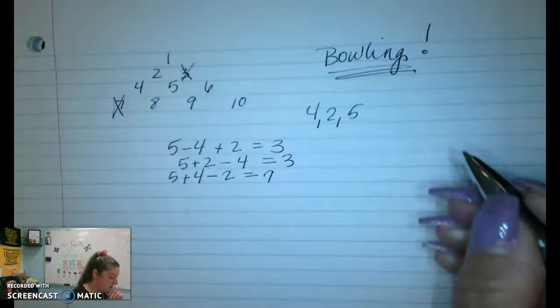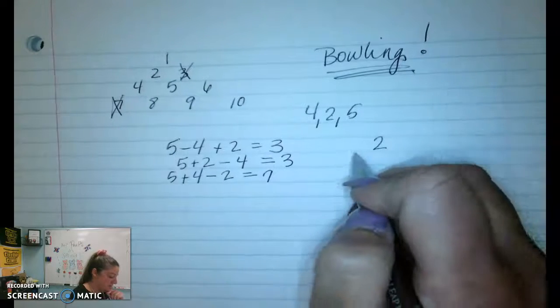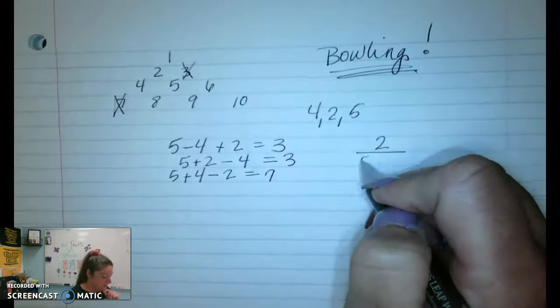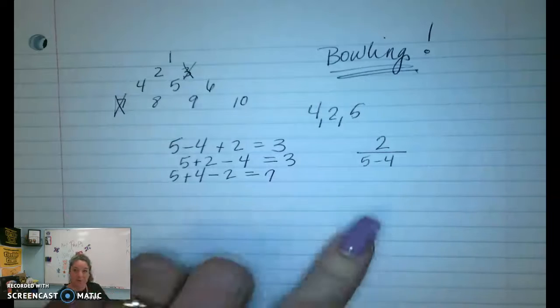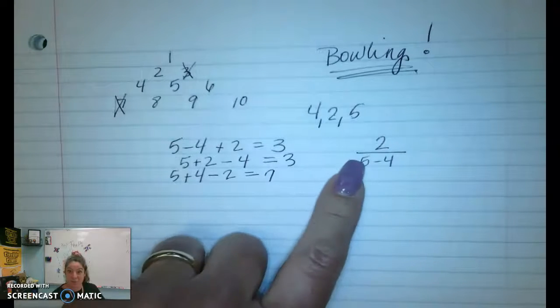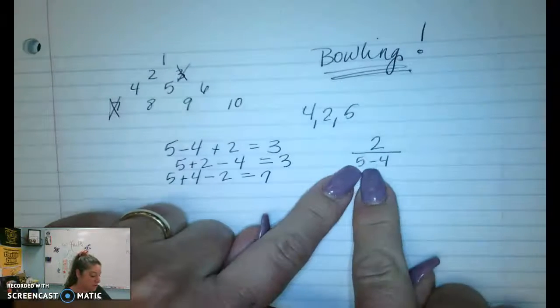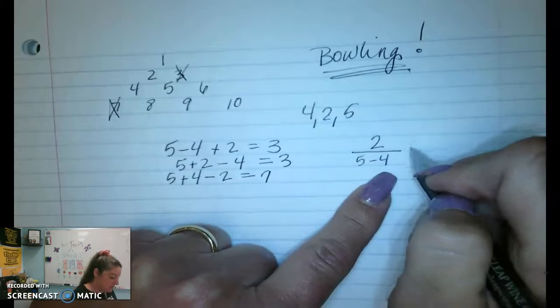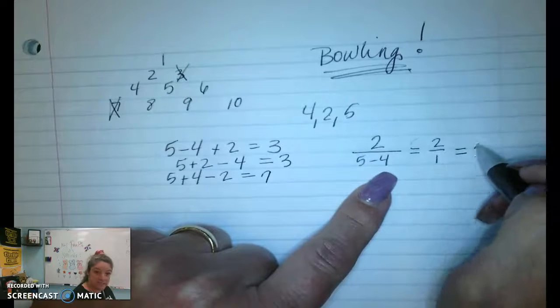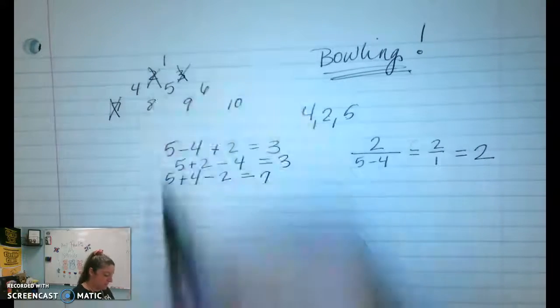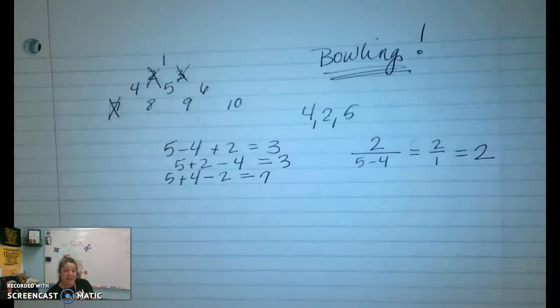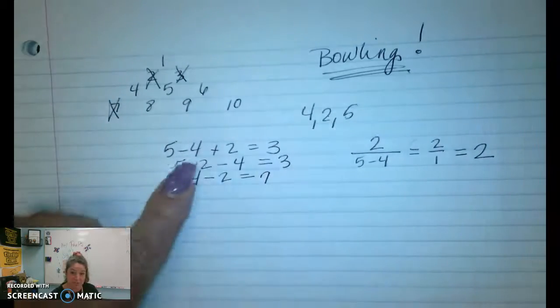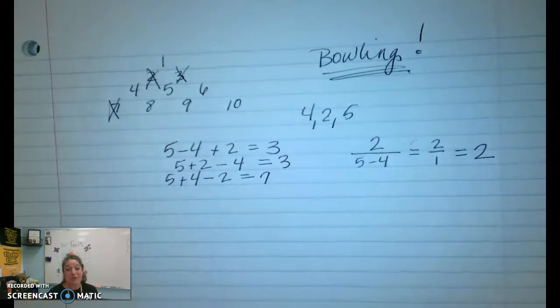How about 2 divided by 5 minus 4? Notice how I put this almost in fraction form. So order of operations, right? You're going to do the denominator first. So 5 minus 4 is 1. And so then 2 divided by 1 is 2, and I just knocked down the 2 pin. A couple of things that you have to keep in mind. You have to use all 3 numbers in your numerical sentence, and you can only use them 1 time. Okay, so just a couple of those kinds of things to think about.